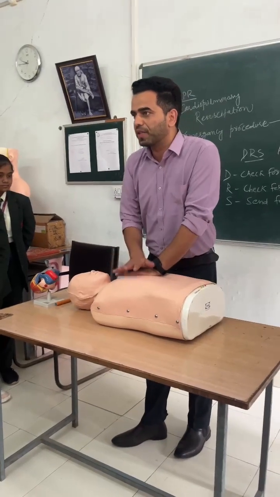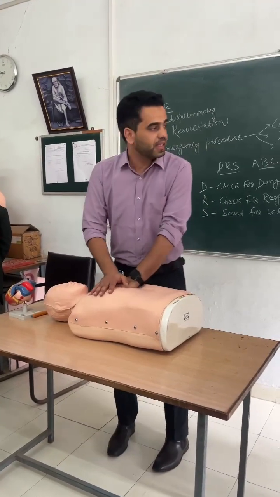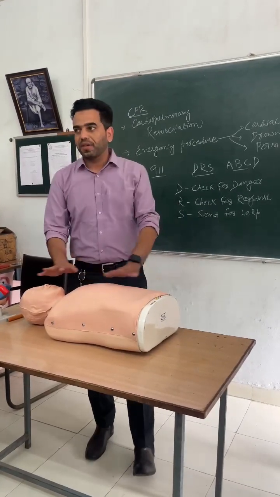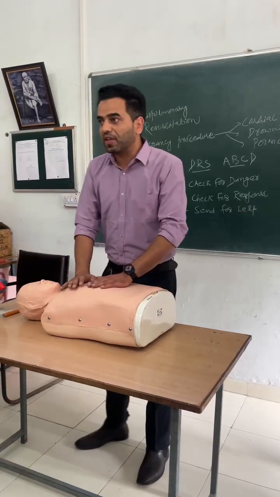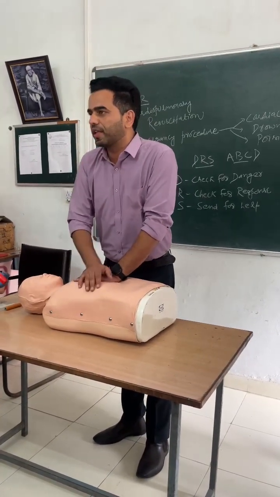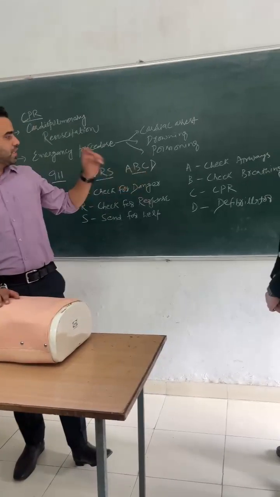How can you check whether the person is responsive? You can shout to the person. If he is responding, then it's okay. If he is not responding, then you go for the second thing: check for the response. Third one is send for help. If there is another person with you, you can send that person for help. Then A, B, C, D.